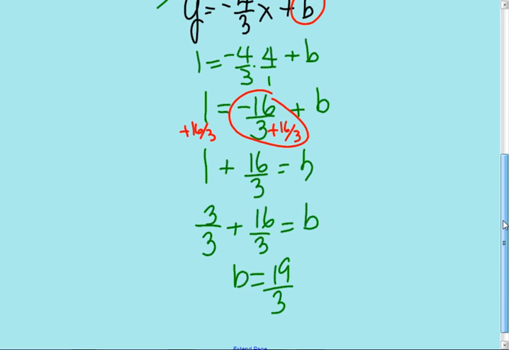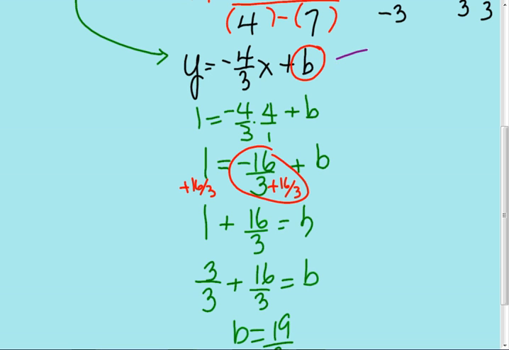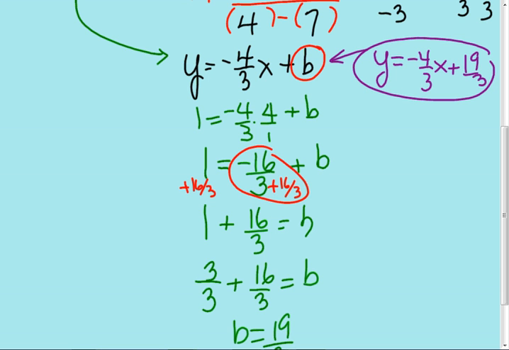Okay, but we're not done. We need to answer the question, which is y equals negative 4/3 x plus 19/3. Cool? Yeah. So I have to put that back into my equation, and now I'm done. Now that took us a little bit of time.